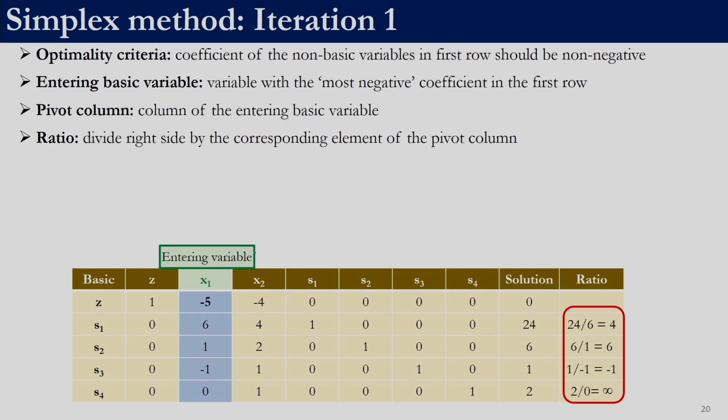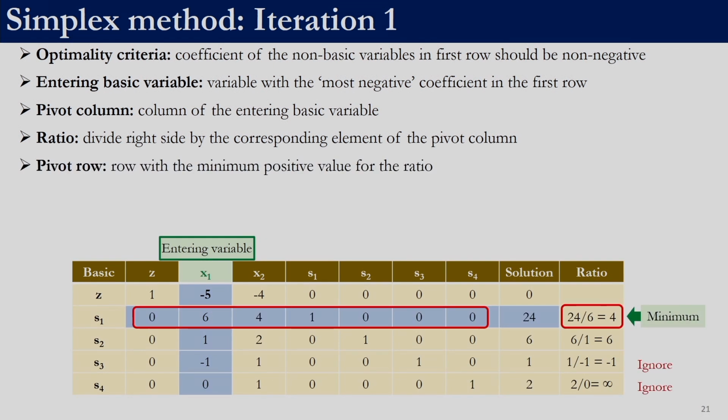Once we have identified the entering variable and the pivot column, we need to identify the pivot row. To determine the pivot row, we first find the ratio. The ratio is the right hand side value, whatever is written in the solution column, divided by the corresponding coefficient in the pivot column. Over here 24 is the value and its corresponding coefficient in the pivot column is 6. So, 24 by 6, here it is 6 by 1, here it is 1 by -1 and here it is 2 by 0. If we calculate, it comes out to 4, 6, -1, infinity. That is how we determine the ratio.